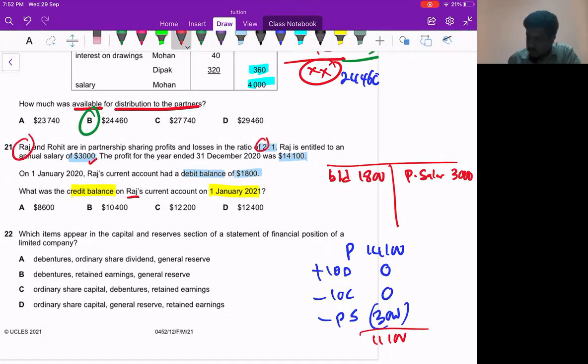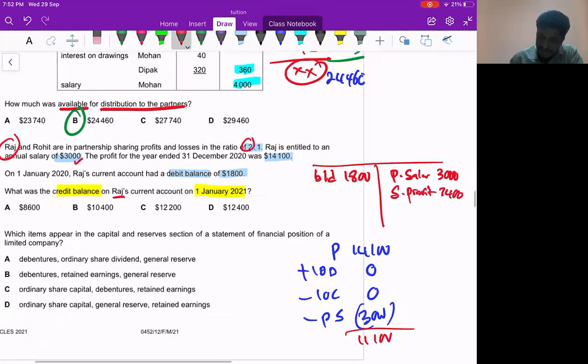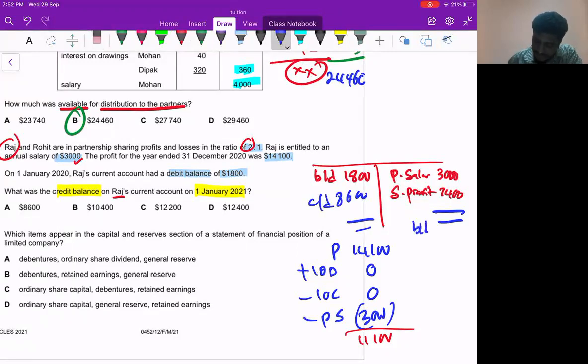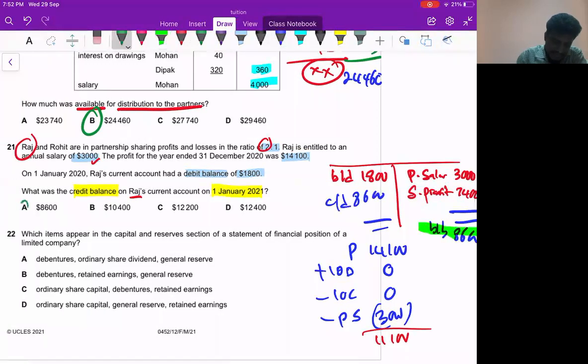This 11,100 times how much? They're asking for Raj, right? Raj is 2 over 3. So the profit share is 7,400. Then balance up this account to get the balance c/d: 7,400 plus 3,000 minus 1,800. I get a balance c/d of 8,600. Balance c/d of 8,600, so balance b/d is 8,600. They're asking for this answer. Answer is A.